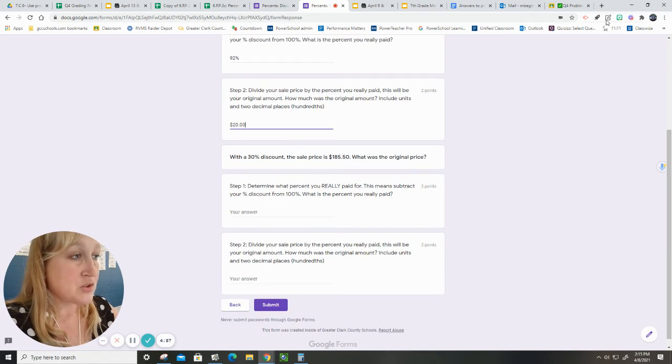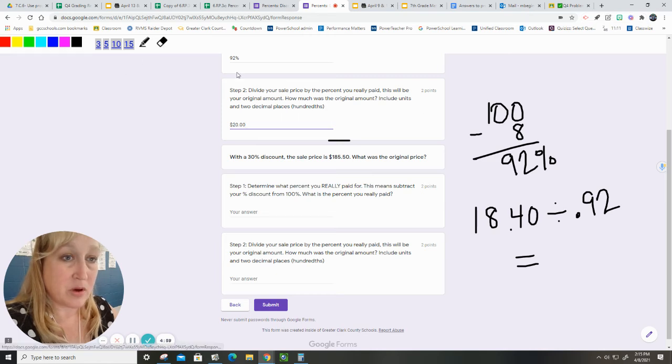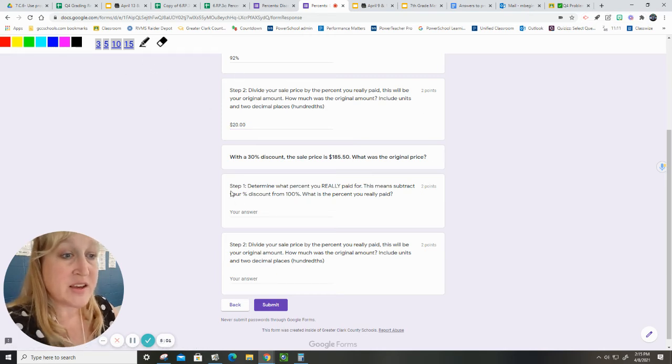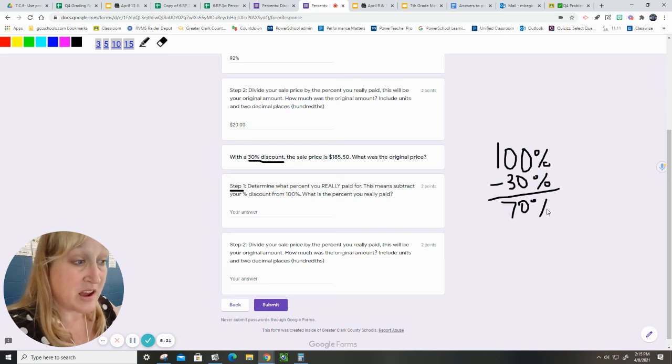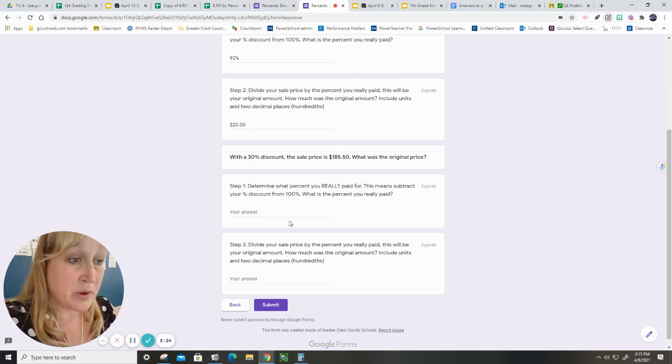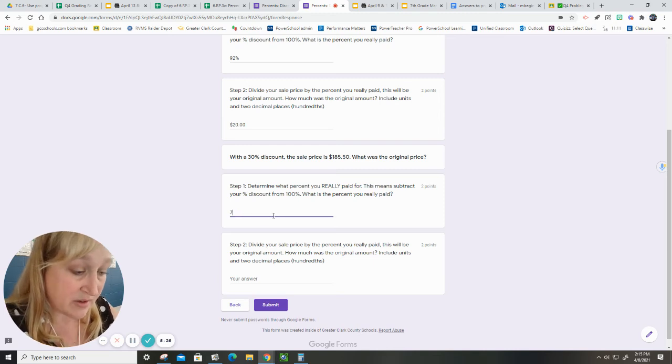Doing the same problem again. So I'll erase what I've got. First thing it tells me to do is determine what percent I really paid for. So I'm subtracting my discount, which was 30%, from my 100%. So the percent that I really paid for this item, I only paid 70% for this item. So I will type 70% right there.